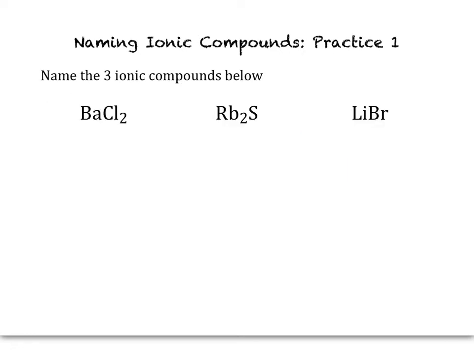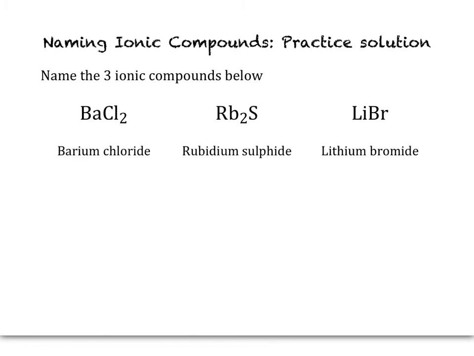Time for some practice questions. Name the 3 ionic compounds below: BaCl2, Rb2S, LiBr. You should now pause the video until you have named the 3 compounds. I shall give the solutions in the next slide. Please pause now. The compounds are barium chloride, rubidium sulfide, and lithium bromide.